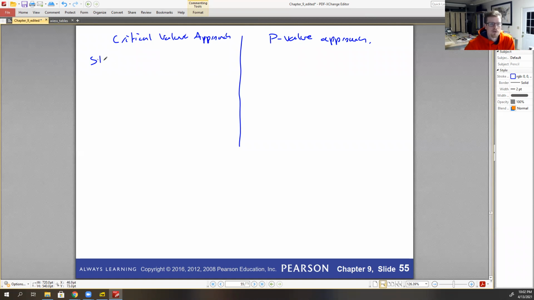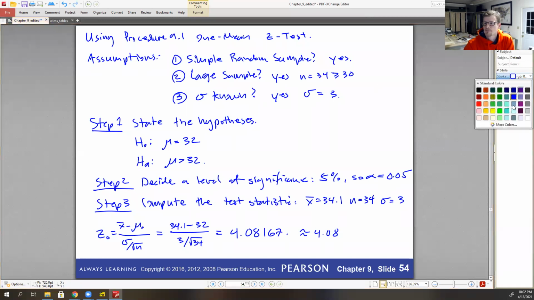All right, so step 4. Step 4 in the critical value approach is to find the critical values. Since we're looking at a right-tailed test, let's double check this. Actually, it's a good thing to make note of that. What are we looking at? It is a right-tailed test. Excellent.